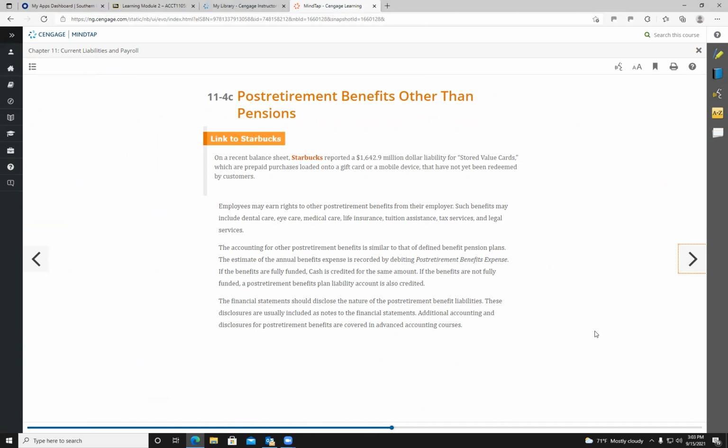The estimate of annual benefits expense is recorded by debiting post-retirement benefits expense if the benefits are fully funded. Cash is credited for the same amount. If the benefits are not fully funded, obviously another liability account is also credited. All right, so the financial statement should disclose the nature of the post-retirement benefit liabilities. These disclosures usually include notes to the financial statements. Additional accounting and disclosures for post-retirement benefits are also covered in more advanced accounting courses.